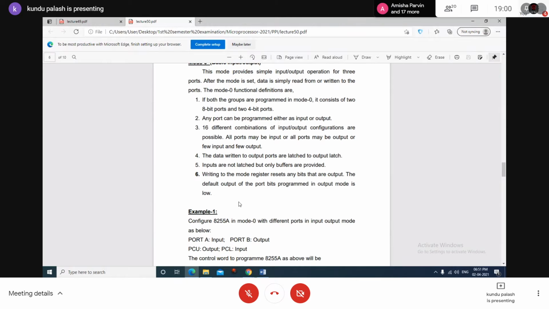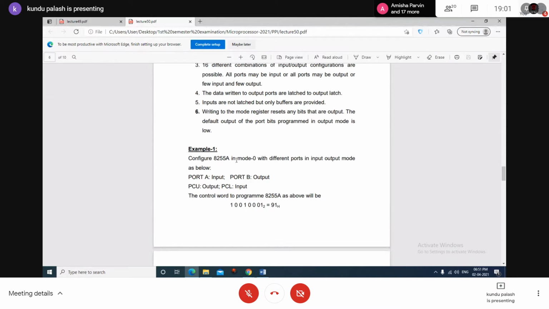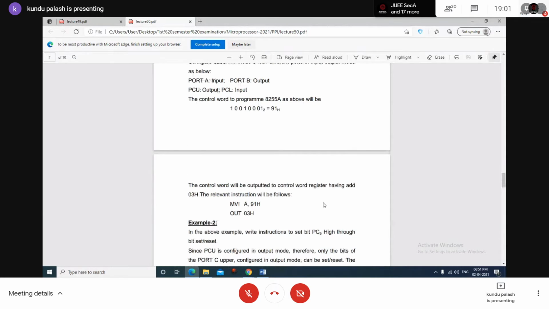This is an example. Configure 8255A in mode 0 with different ports in input mode as below. Port A input, port B output, and PC output, PCL, the upper byte, upper C port and the lower C port, PCL. The control word to program the 8255A as above will be like that. The control word will be written to the control word register having address 03. The relevant instruction will be like that.